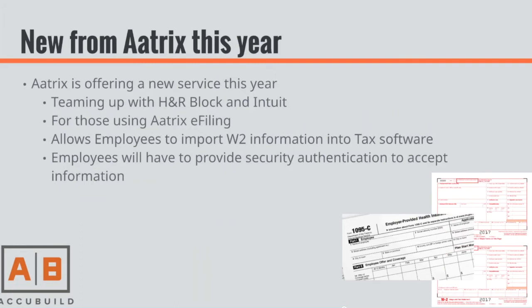Atrix is providing a new service this year at no additional cost to you or your employees. If you e-file your W-2s, your employees who use software services from either H&R Block or Intuit to file their taxes have the option to download their W-2 information into their software program. Before downloading, each employee will have to provide authentication information to their software program.